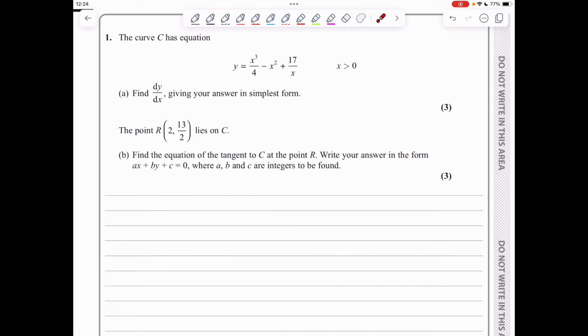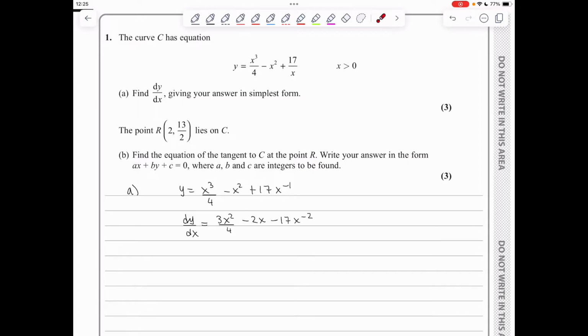In question 1, we're given the curve C with equation y is x cubed over 4 minus x squared plus 17 over x, and we need to find dy dx, giving our answer in simplest form. We need to start by writing y in index form, so it's x cubed over 4 minus x squared plus 17x to the minus 1. Then for dy dx, we get the power down and deduct 1 from the power, so it's going to be 3x squared over 4 minus 2x minus 17x to the minus 2.